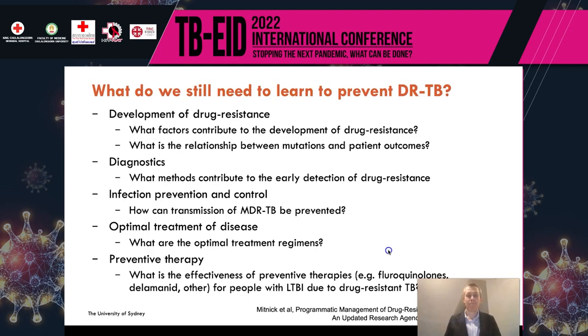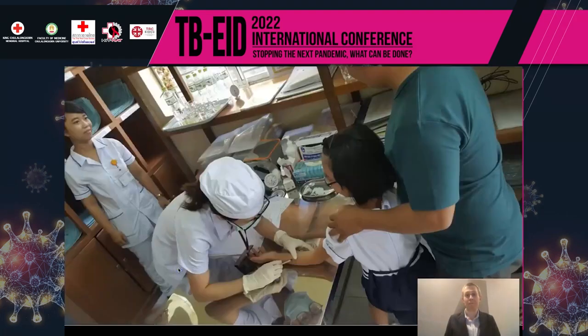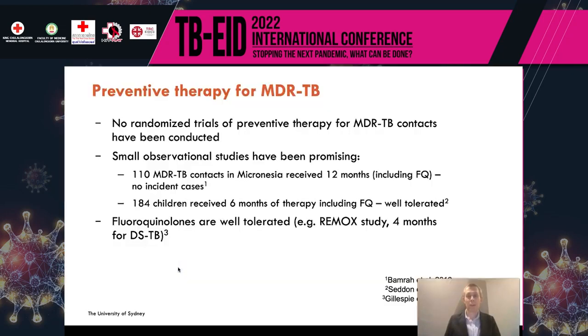It's also an area where there's a huge number of gaps, and you can see listed here a research agenda for many areas of drug-resistant TB which need research. And one of them at the bottom there is preventive therapy. Up to now, there haven't been any randomized trial data to inform what is the most appropriate therapy for treating drug-resistant TB. This is a picture of a child in one of our clinics in Vietnam participating in the VQIN study. And so this was a programmatic randomized trial where we implemented within the TB program a process of screening for latent TB infection and then treating patients who had latent TB infection.